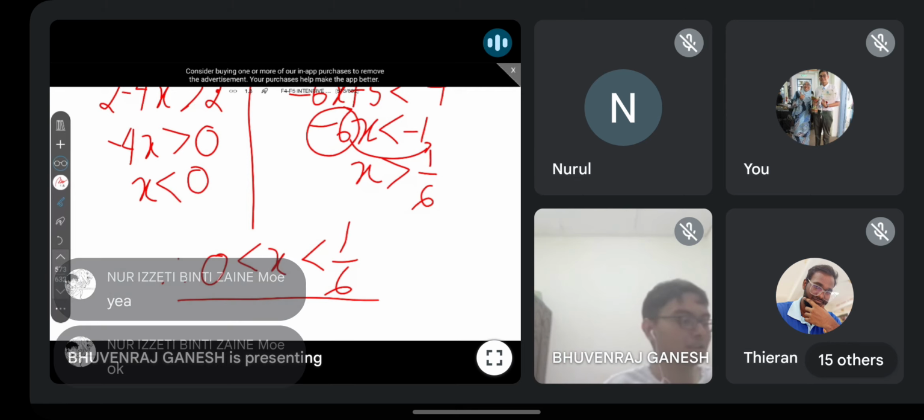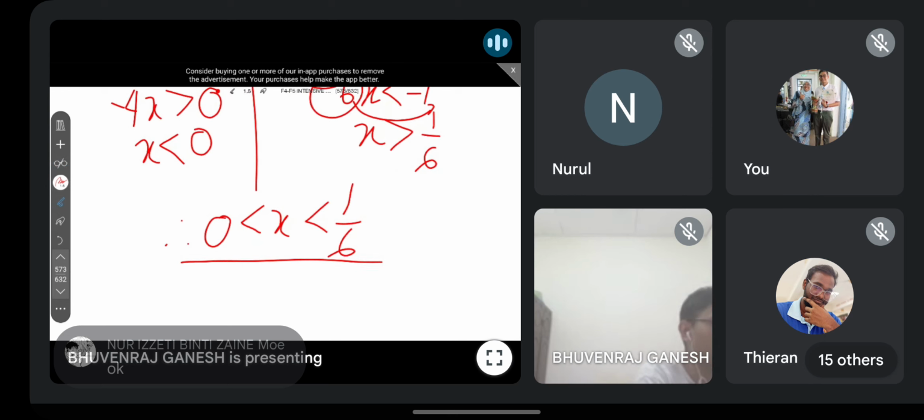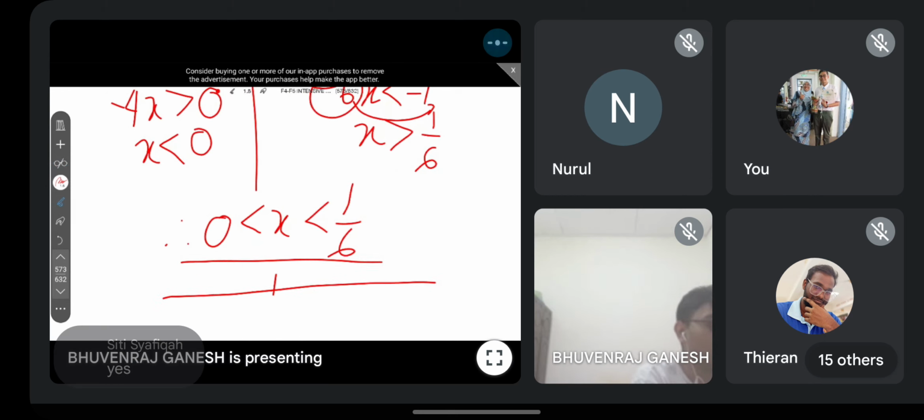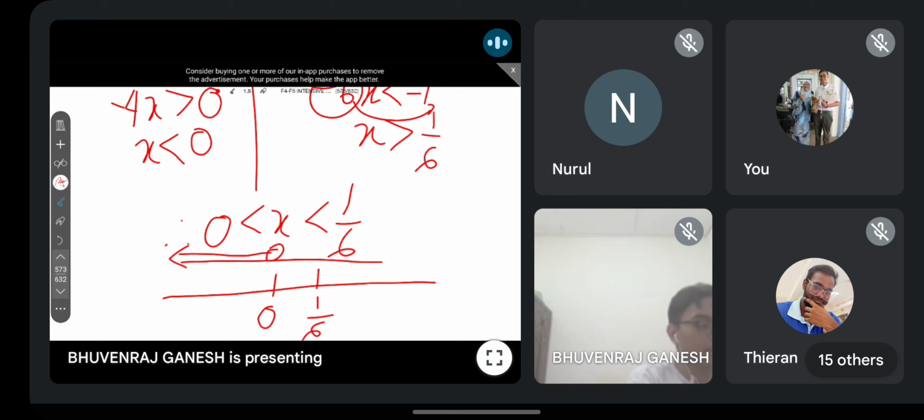Okay, good. If you want a clearer way to see, I can draw for you. Look at the number line. Draw a number line, then you can see very easily. Okay, x less than 0, it means like this. You draw like this. Then x greater than 1/6, you draw like this. It means where you need to shade the region. Definitely in the middle, because that is where it satisfies both.